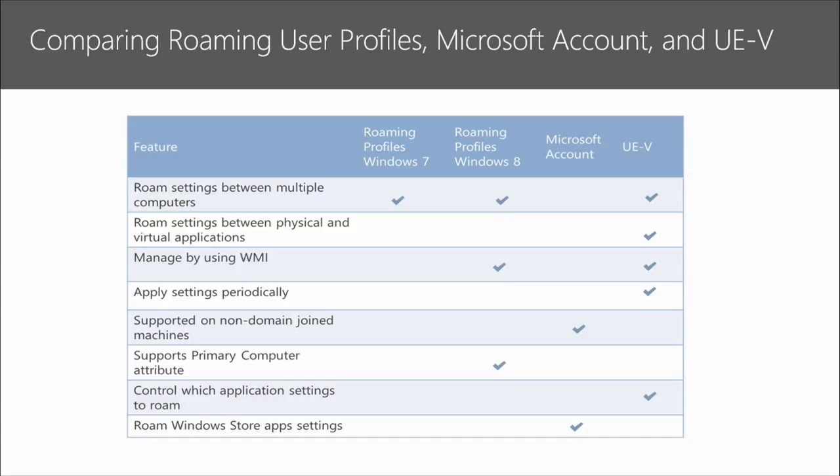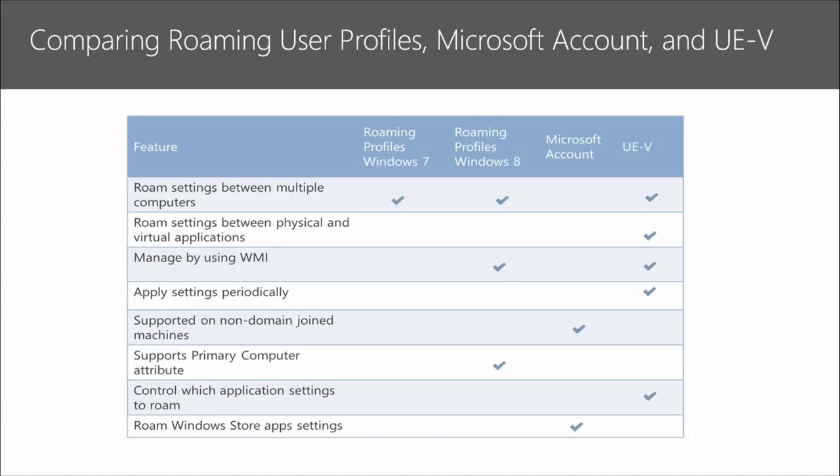Roaming profiles will roam everything, all your application settings for all your apps. UEV allows you to decide which application settings you would like to migrate from one computer to another. I shouldn't say migrate, but just kind of like a roaming profile, these settings will follow you around from one computer to another. Right. So UEV gives you a lot more control over which applications you're saving the settings and having them follow the user around.